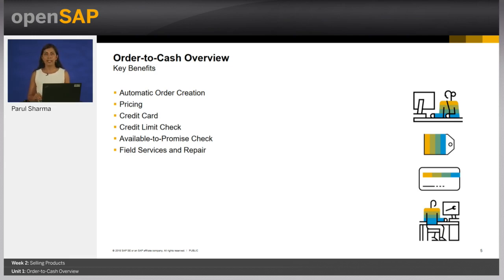For material-based scenarios, we offer available to promise checks. The system informs you whether the product can be delivered at the requested date and for the requested quantity. And for services, we offer field services and repair options because after sale and service is quite critical for your customer success. Field services and repair will be covered in details in week 3.